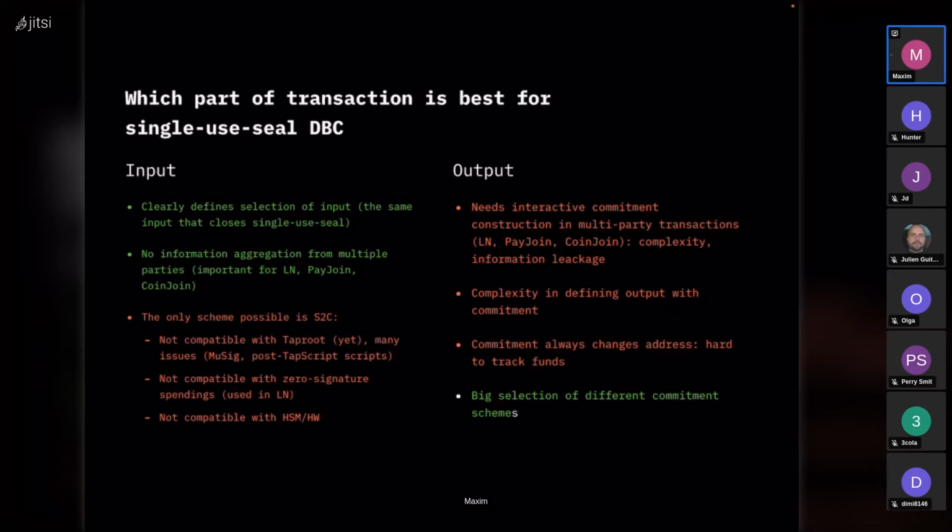And finally, it's really hard to make them compatible and working with hardware signing devices, because you need basically to modify the firmware, and these devices have to produce a proper non-random nonce, which is actually quite a challenging task to do securely.